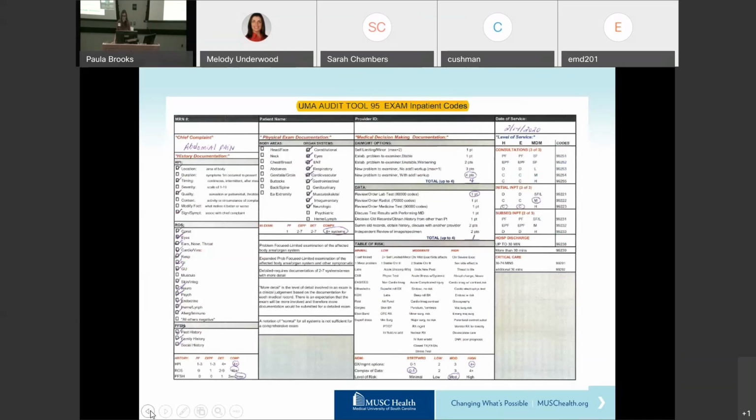So our history is comprehensive, our exam is comprehensive, and then we have moderate medical decision-making. So our code comes out to a 99222. Remember, the reason this comes out to a 99222 is we have to meet or exceed in all three of the three key components. So with that being said, we couldn't bill a 99223 because we have that moderate medical decision making.